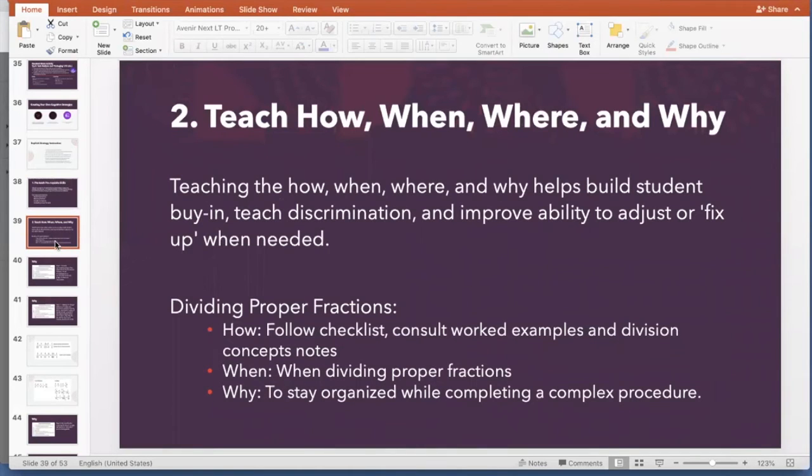Teach how, when, where, and why. So again, you're building buy-in, also teaching students how to discriminate between strategies and pick the one that makes the most sense for a given problem or situation.